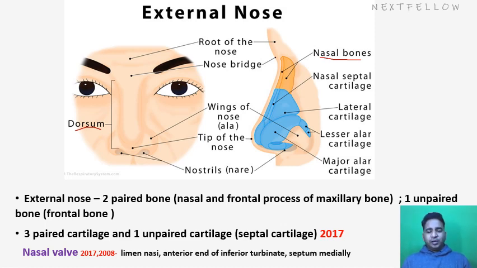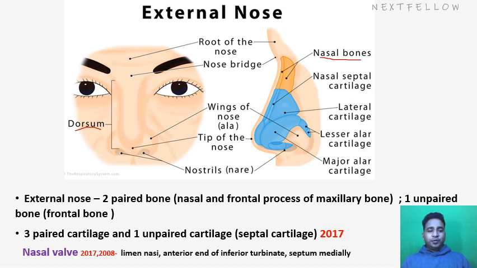If we talk about the bony part, the upper part of the nose consists of two nasal bones plus the frontal process of the maxillary bone. So the bony part above is the frontal bone, then come the two nasal bones in the midline, and then comes the frontal process of the maxillary bone. These are the bony parts. Then comes the cartilaginous part, which forms the lower part of the dorsum of the nose.